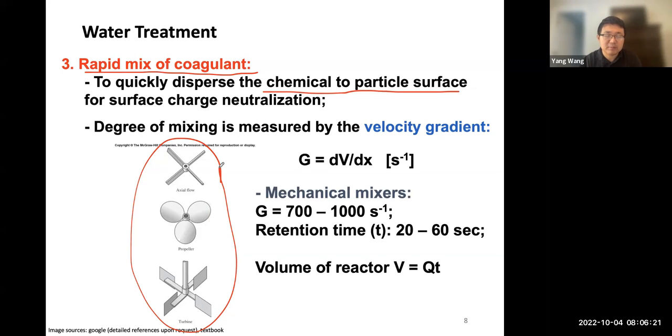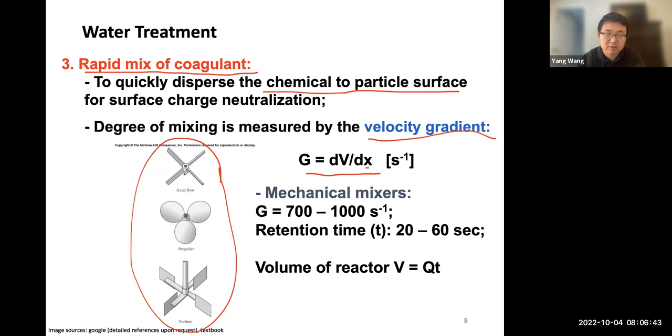And more specifically, people design or define this parameter called the degree of mixing, or the velocity gradient. So this G here is dV divided by dx. Basically, this is the gradient of the velocity of this blade as a function of the location, right?